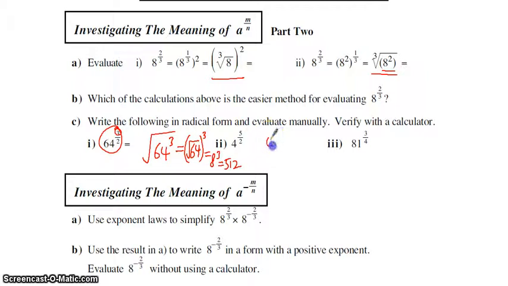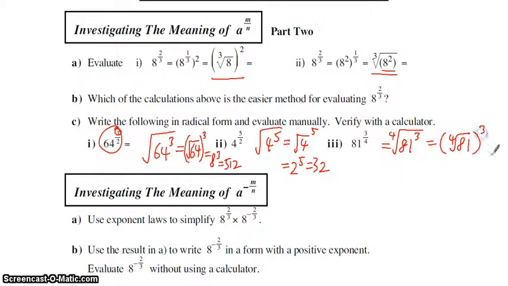Same here. This is the meaning, but you can also swap this around and put the 5 on the outside. Square root of 4 is easy to deal with, it's a 2. 2^5 is 32. Same here, you can cube it and then take the fourth root, or you can take the fourth root and then cube. It's the same. So this is what the second investigation wants to show you. Fourth root of 81 is 3. Cube of 3 is 27.